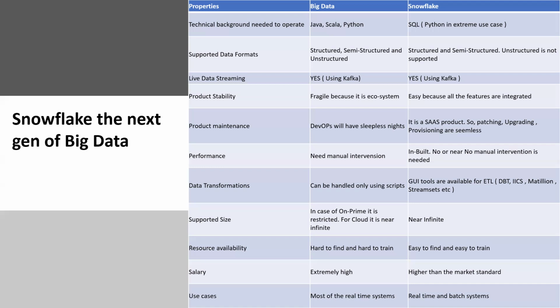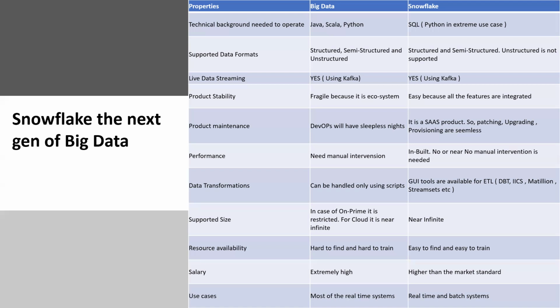On product stability, Snowflake is like a single SaaS product. Since all the features are integrated, it is not easy for big data to maintain the environment, because that will keep on changing. But since Snowflake is a product, as a user you do not need to worry, because all patching, upgrading, and provisioning is seamless and taken care of by the Snowflake team itself. Maintenance will also not be that difficult, and we do not even need to worry.